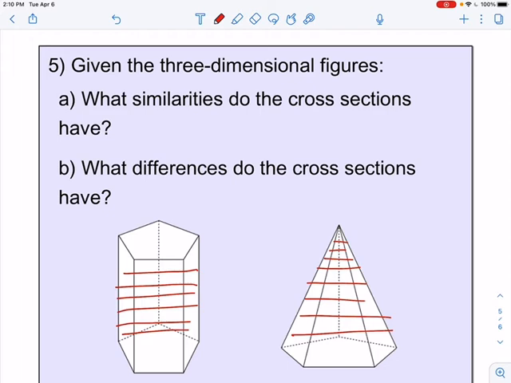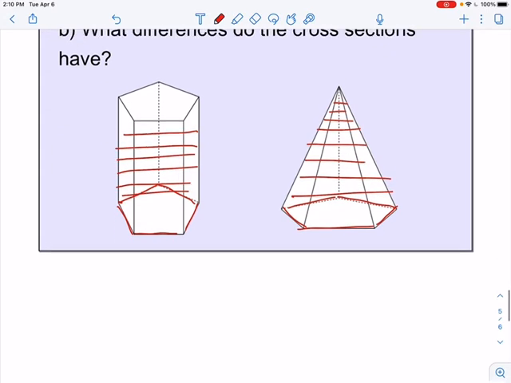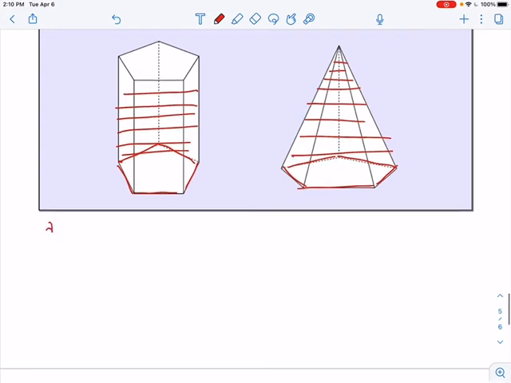Okay, so let's talk about what the similarities are first. If you take the cross section parallel to the base, both cross sections are going to have the same exact shape. It's going to be the shape of 1, 2, 3, 4, 5. 1, 2, 3, 4, 5. So both cross sections are going to be pentagons. I'm going to write underneath here.